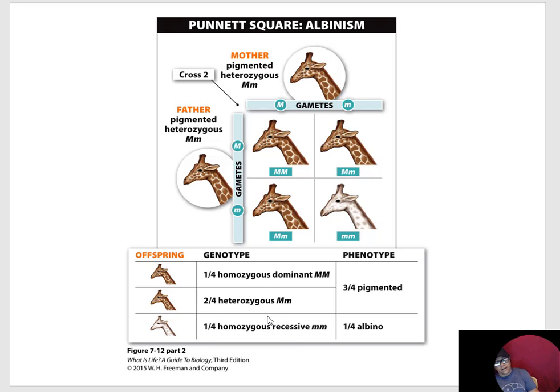When we look at the phenotype, though, completely different, right? How that gene expresses in the offspring. So here we can see that phenotypically 3/4 of the offspring are going to be pigmented, right? Or I can say that in a different way. I could say 75% of the offspring are pigmented. And here we can see 1/4 of the offspring are going to be albino, right? And I can say that in a different way, but say the exact same thing. I could say 25% will be phenotypically albino, okay?